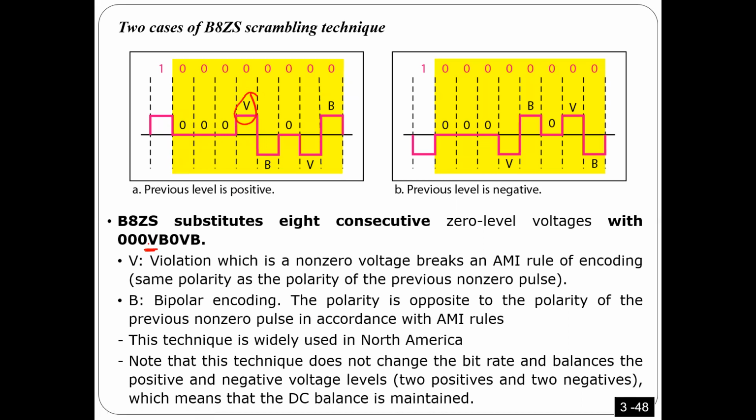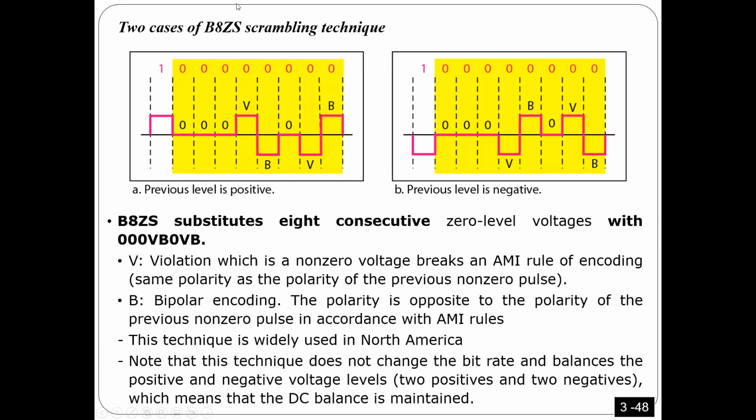So V here stands for violation. We have B. B stands for bipolar. I'm going to tell you what is the difference between them. And then another 0, and then V, and then B. V is always going to be exactly the same voltage as the last non-zero. B is always going to be the opposite of the last non-zero. So this one here is going to be the same as the last non-zero. This one is going to be the opposite of the last non-zero. Is that okay?